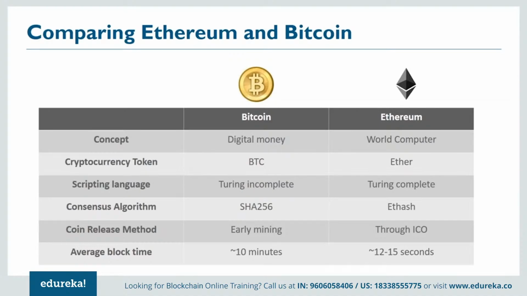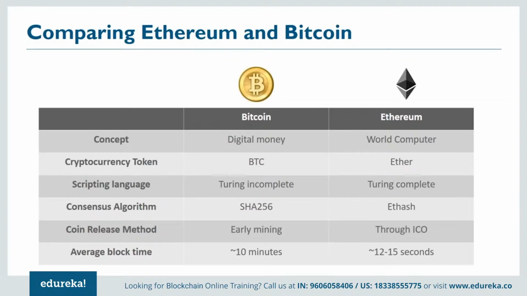Now talking about the cryptocurrency tokens, Bitcoin's crypto is named after itself and it's called Bitcoin Cash, whereas Ethereum's crypto token is called Ethers like we just discussed. Now coming to the scripting language, Ethereum is a Turing-complete scripting language, whereas Bitcoin is a simple stack-based language and it is not Turing-complete. What I mean when I say the word Turing-complete is a language that can solve any computational problem by itself, given enough time and energy.